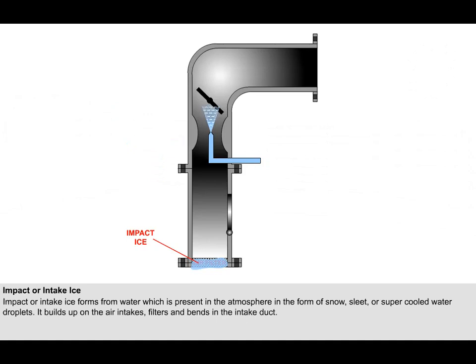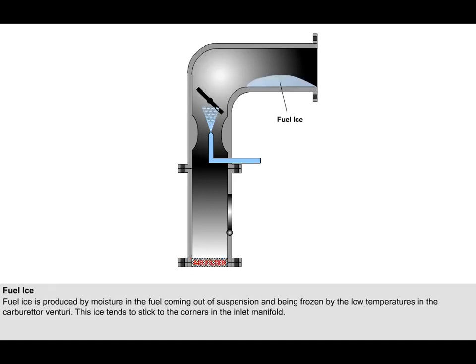Because of the inertia of the water which causes it, impact ice forms on surfaces which obstruct or change the direction of the induction airflow. It builds up on the air intakes, filters and bends in the intake duct. Fuel ice is produced by moisture in the fuel coming out of suspension and being frozen by the low temperatures in the venturi of the carburetor. This ice tends to stick to the inlet manifold around its corners and will reduce air and fuel flow into the engine.